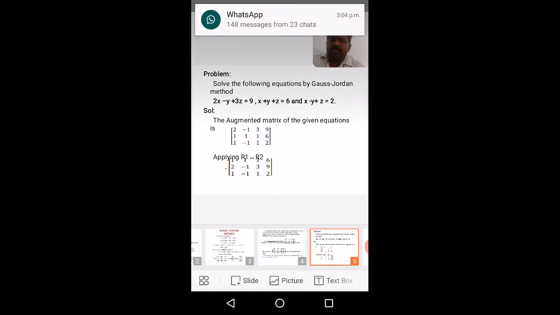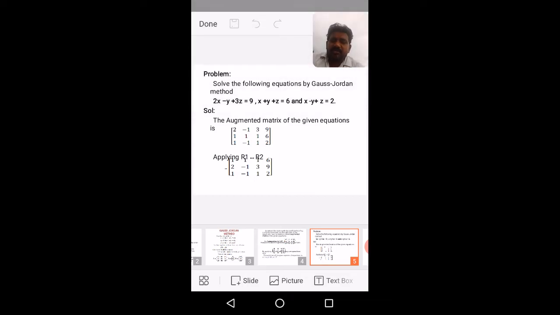So we are interchanging R1 and R2. Write it by notation R1 double implication R2. That means put R1 in the place of R2 and R2 in the place of R1. So now in the next similar matrix, the first row will be 1 1 1 6, second row is 2 minus 1 3 9, third row is 1 minus 1 1 2. We are not changing the third row, keeping it as it is.